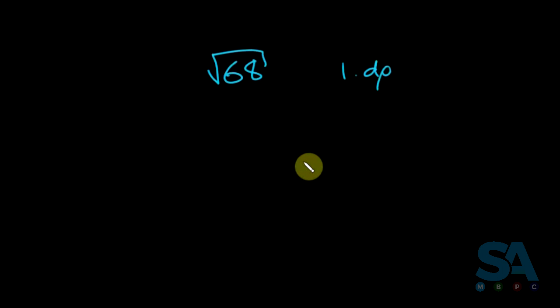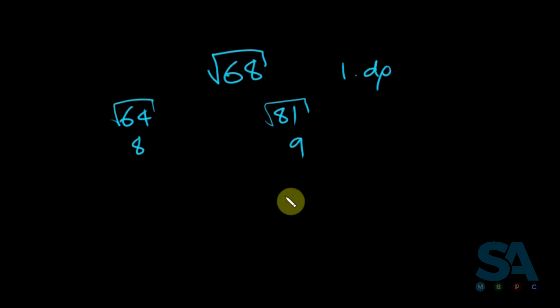what we do is we look for a square number on either side of 68, that being 64 and 81. We know the square root of 64 is 8, and the square root of 81 is 9. So the value for the square root of 68 is going to be somewhere between 8 and 9. 68 is much closer to 64 than it is to 81. So we know that the square root is going to be closer to 8 than it is to 9.